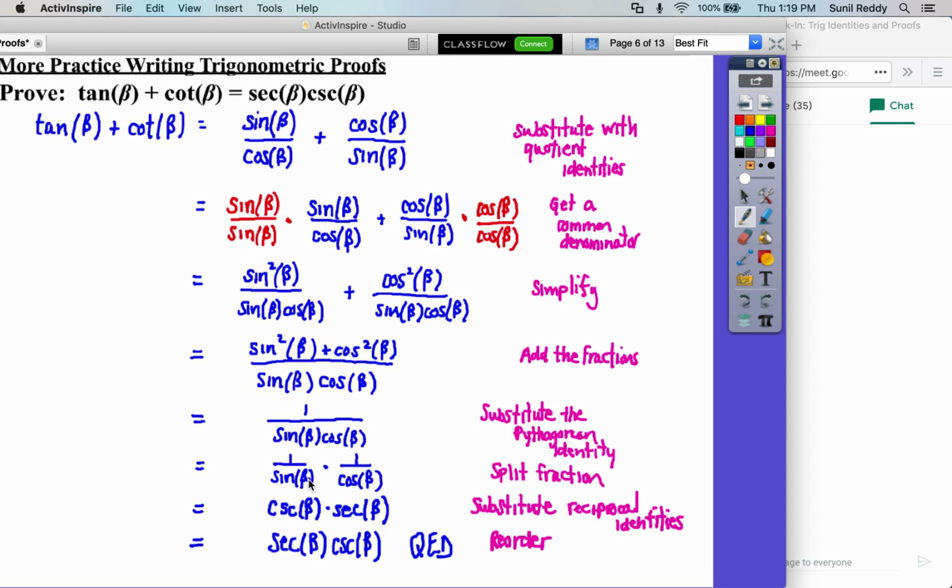So 1 over sine on its own times 1 over cosine. And then 1 over sine, by definition of its reciprocal identity, is cosecant, and 1 over cosine by its reciprocal identity is secant. And then cosecant times secant, when you multiply, is just the same thing as secant times cosecant. So I reordered that so it looks like the original thing I was given. And that is what I was given on the right-hand side. So then my proof is done, so I put my QED in.